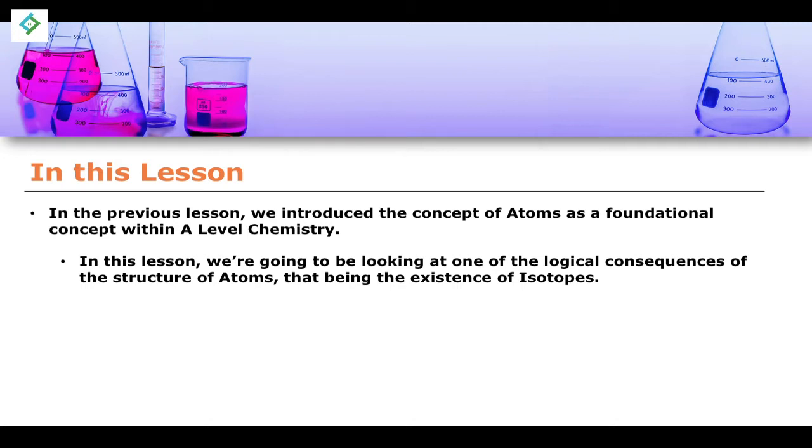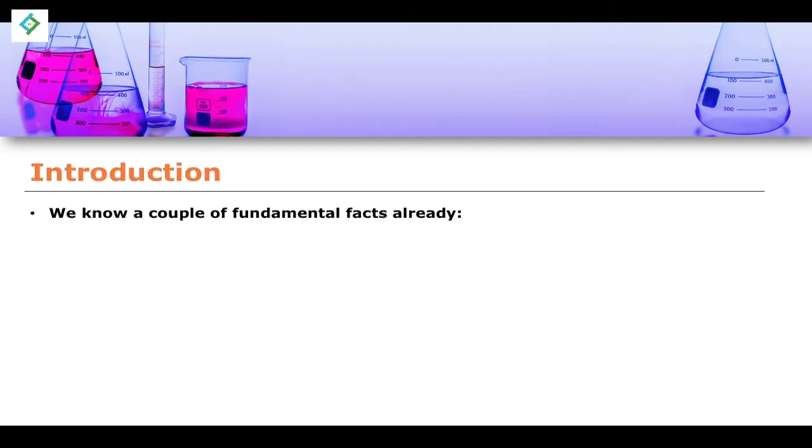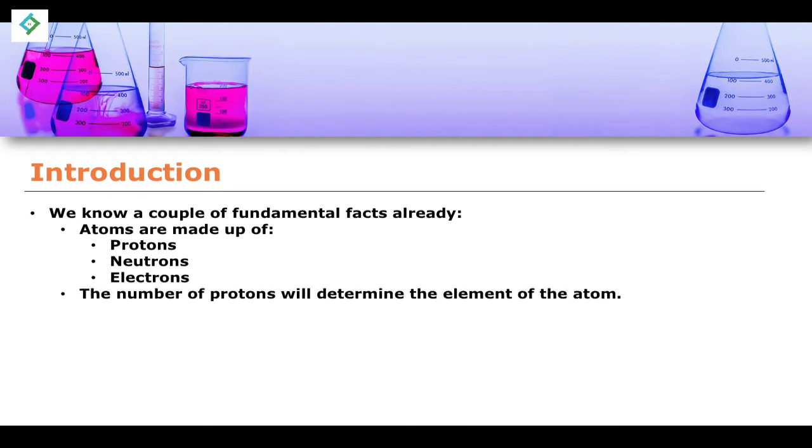Because we know already from the previous lesson a number of fundamental facts. We know, for example, that atoms are made up of three subatomic particles: protons, neutrons, and electrons. That's the first thing that we know for the purposes of the nature of the atom. We also know about different things relating to determining the element of an atom. We know, for example, that the proton number, or the number of protons, will determine the element of the atom.